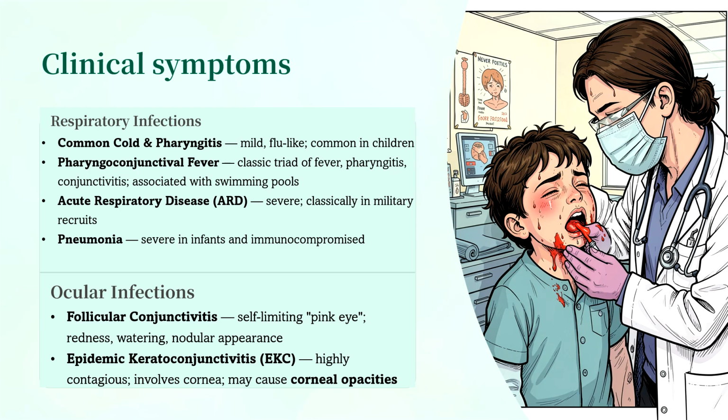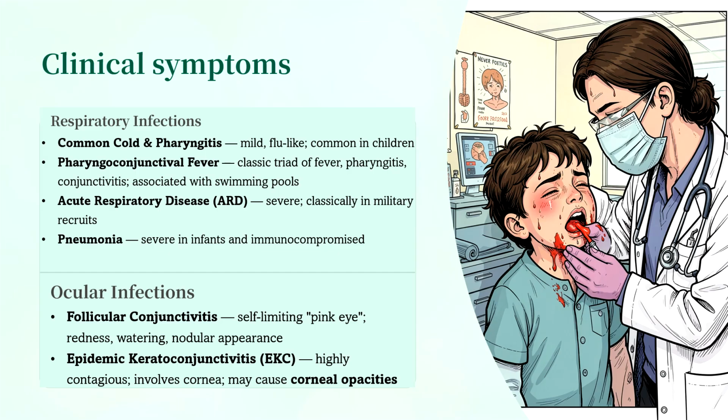Next thing is the acute respiratory disease, which is a more severe respiratory infection. The patients may develop high fever, persistent cough, severe sore throat, fatigue, and difficulty in breathing. And the primary serotypes responsible for this infection are adenovirus types 4 and 7.